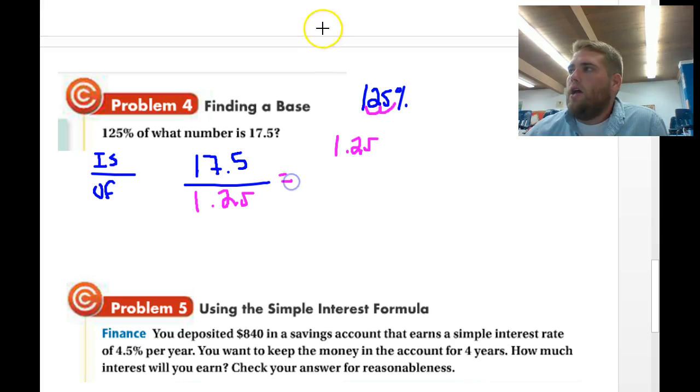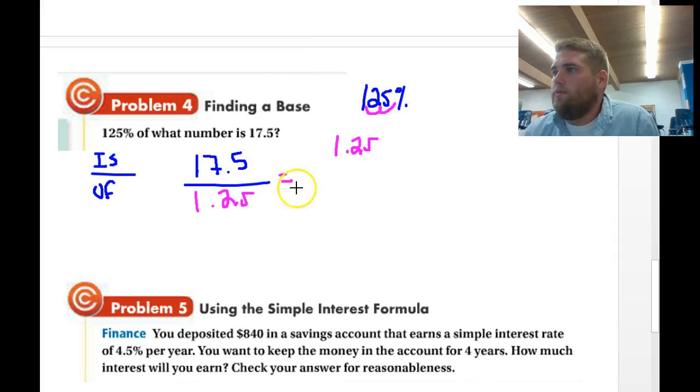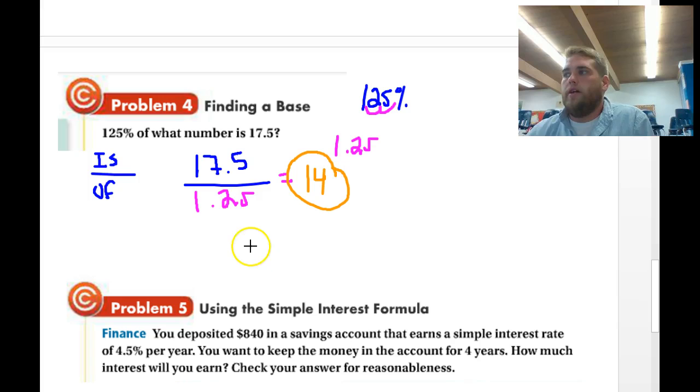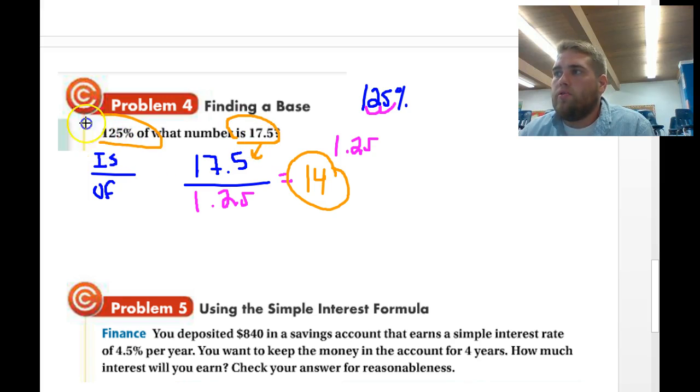After I plug it in, 17.5 divided by 1.25 gives me 14. So 14 is our final answer. Once again, just to go over that, it's is over of, just like before. My is 17.5, so that goes right there. My of is a percentage. I can't put a percentage in here, so I've got to turn my percentage into a decimal. So 125% is 1.25, and then I get 14.